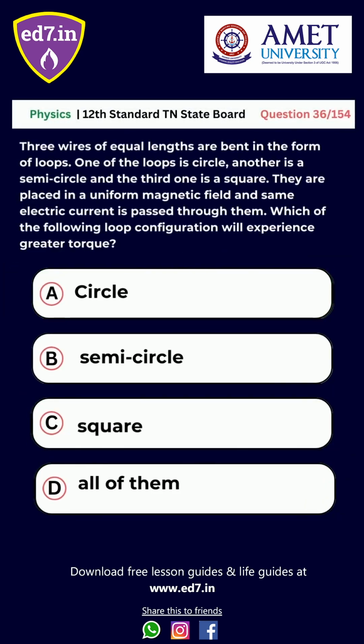Question number 36. Three wires of equal lengths are bent in the form of loops. One of the loops is a circle, another is a semicircle, and the third one is a square. They are placed in a uniform magnetic field and the same electric current is passed through them. Which of the following loop configurations will experience greater torque? Option A, circle; B, semicircle; C, square; D, all of them. And the right answer is option A, circle.